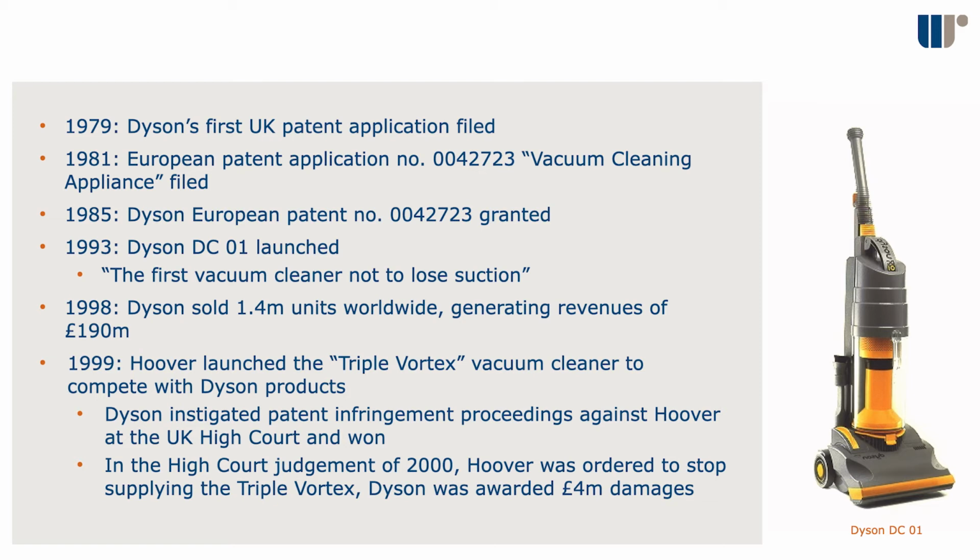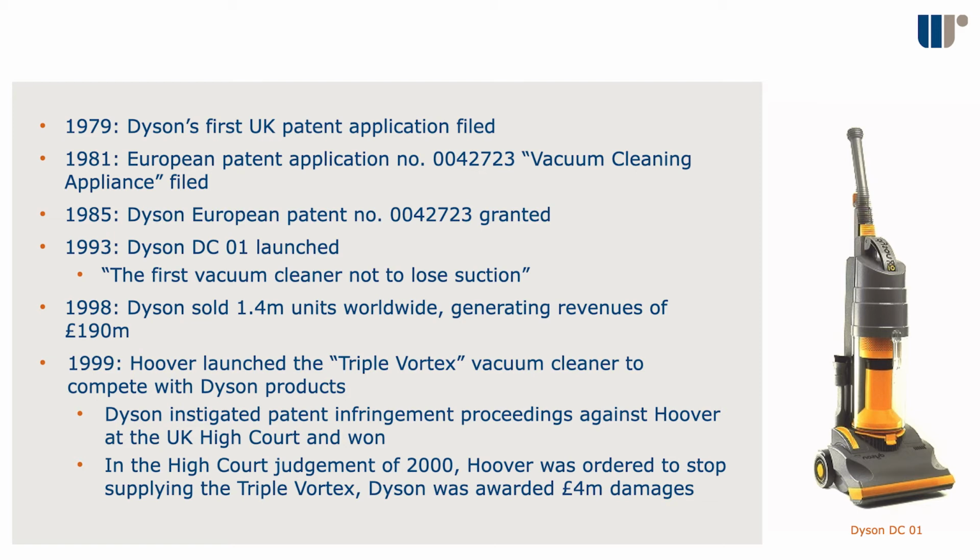So Dyson launched the DC-01 in 1993, and 5 years later, as discussed, they held 50% of the market share. Not surprisingly, Hoover wanted to claim their part of the market back. So in 1999, Hoover launched the Triple Vortex Cleaner. The small problem was, it infringed Dyson's original patent, which was still in force but about to expire at the end of its 20-year period. As you can see from the slide, the High Court found Hoover guilty of patent infringement, granted an injunction to prevent further sale, and awarded £4 million worth of damages.